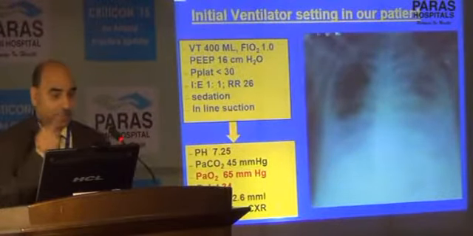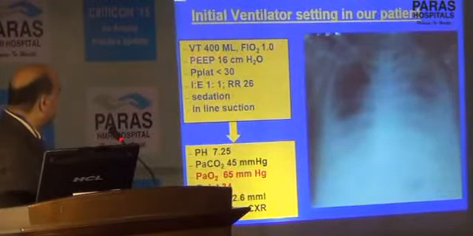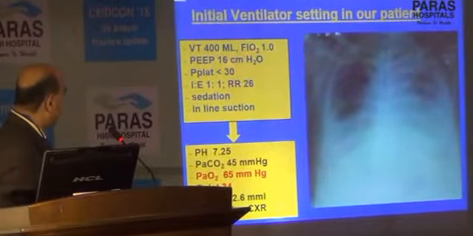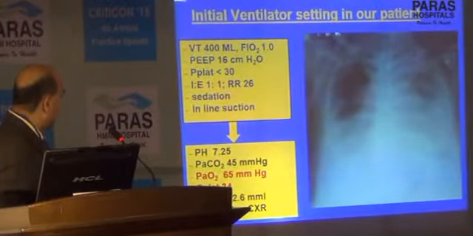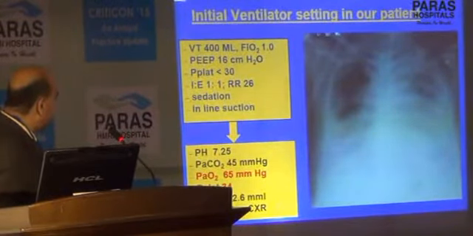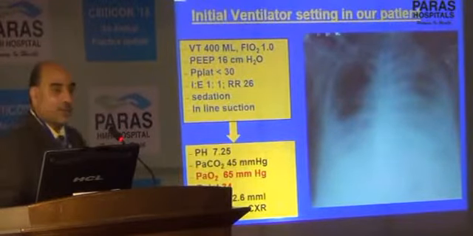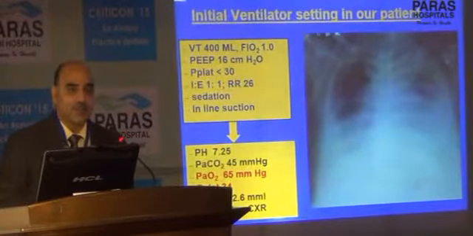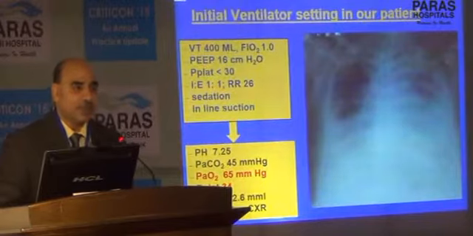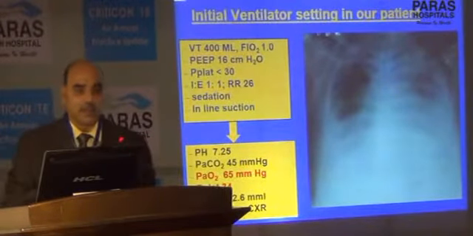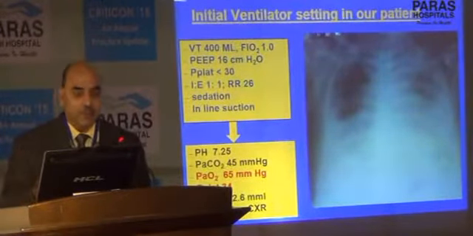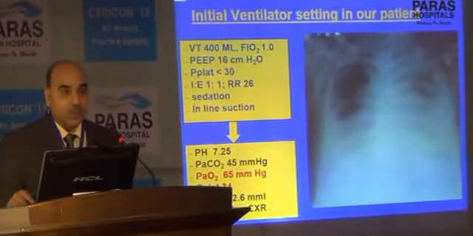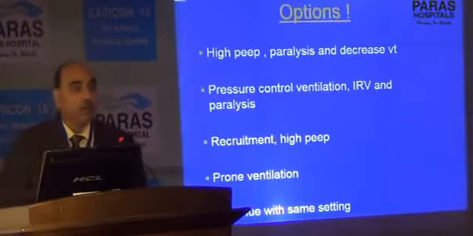Again, the patient has initial ventilator settings of tidal volume 400, FiO2 and PEEP of 16, plateau pressure less than 30, sedation and inline suction. But what we found was that the lactate was rising and the CXR was worsening. That means even after putting the patient on conventional ventilation, the patient's condition has not improved. In fact, it worsened due to hypoxemia. Now, what are the options?